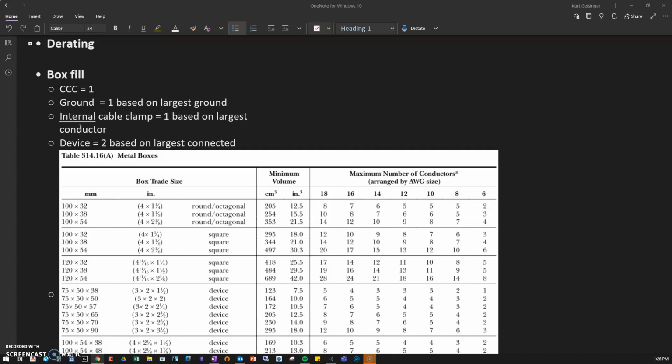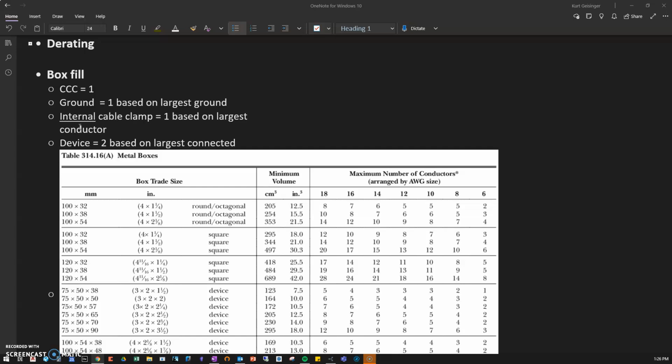Internal cable clamps next. I'm going to take a single volume allowance based on the largest conductor in the box. Doesn't matter if I have one cable clamp, if I have two, if I have 10 cable clamps. If I have at least one internal cable clamp, I'm going to count a single volume based on the largest. No more. If I have 10 cable clamps, I'm not going to take 10 volume allowances. I'm still going to take one volume allowance.